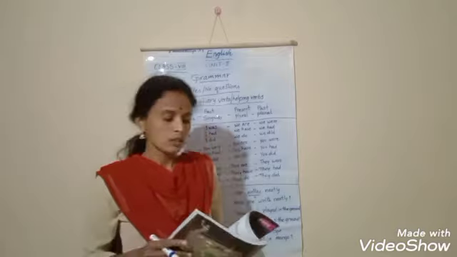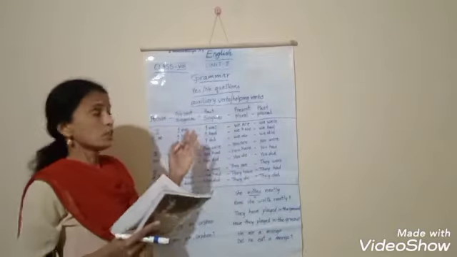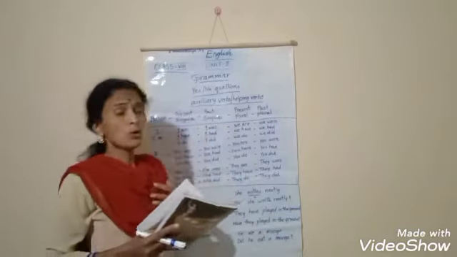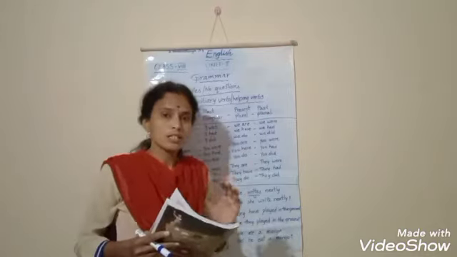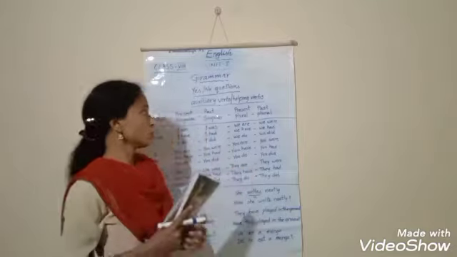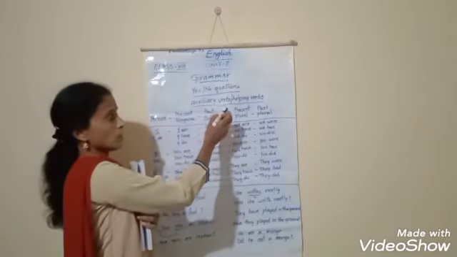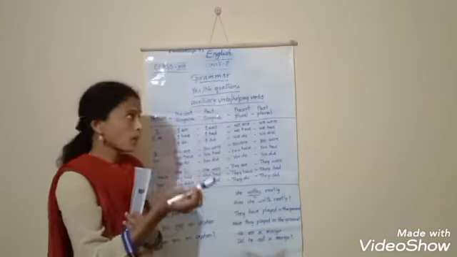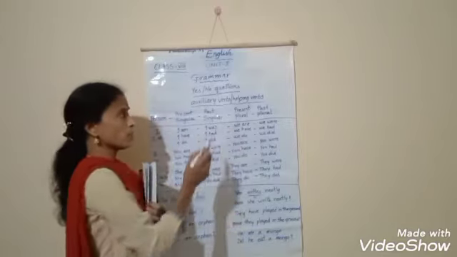Welcome to today's class. Today let us see the second unit grammar, that is yes or no questions. So now let us see how to make yes or no type questions. Before that we should know about auxiliary verbs or helping verbs. So what are auxiliary verbs or helping verbs?